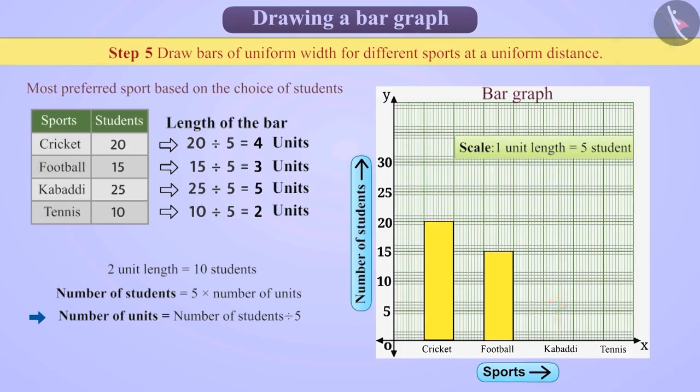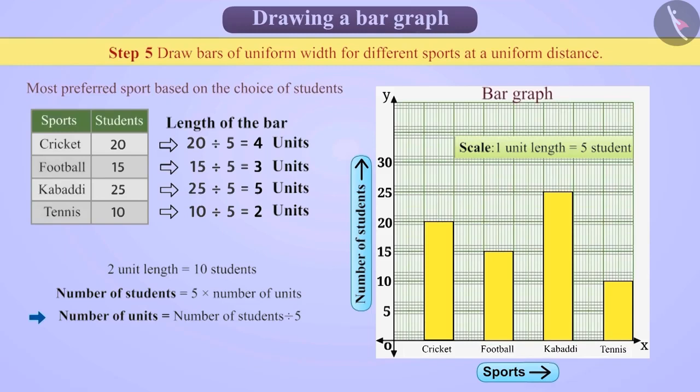Absolutely right. Once again, we will draw a 5 unit length bar of the same width, keeping a uniform gap between them. Similarly, for tennis, we will draw a bar of 2 unit length. This is how we obtain a bar graph.